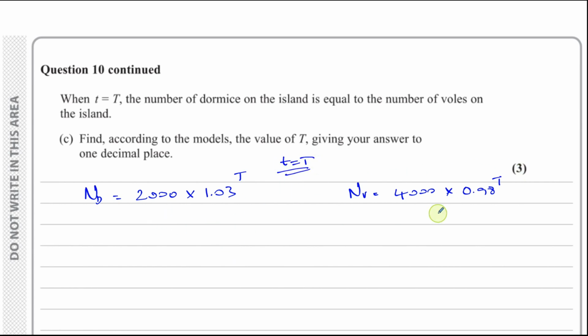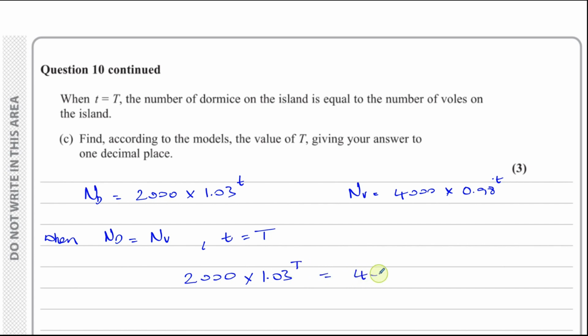Okay, so these will be equal to each other. We want to find when the number of dormice is equal to the number of voles. So I'll put this as small t for now. These are the formulas for the numbers of dormice and voles. When the number of dormice is the same as the number of voles, that's when t equals capital T. So we have to solve the equation 2000 times 1.03 to the power of capital T is equal to 4,000 times 0.98 to the power of capital T.